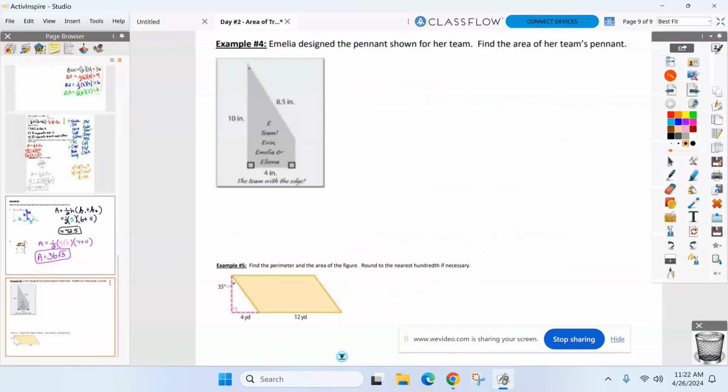Look at Emilia. She designed a pennant shown for her team. Find the area of her team's pennant.